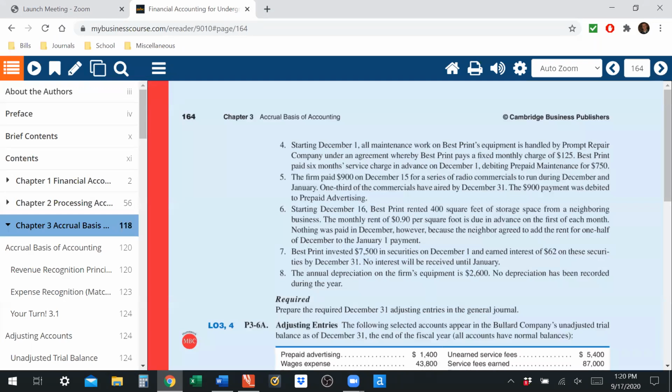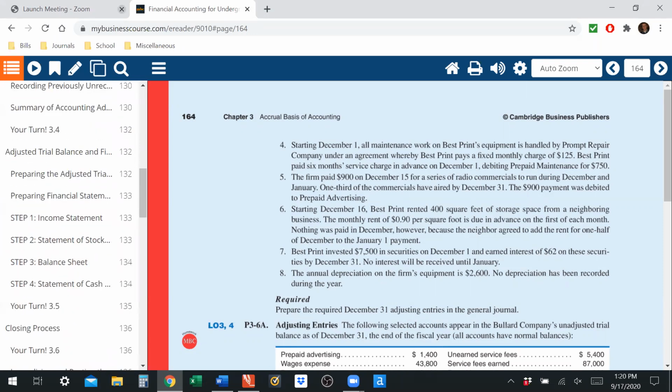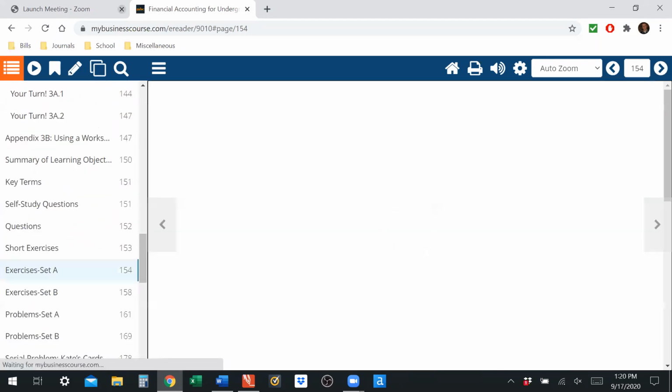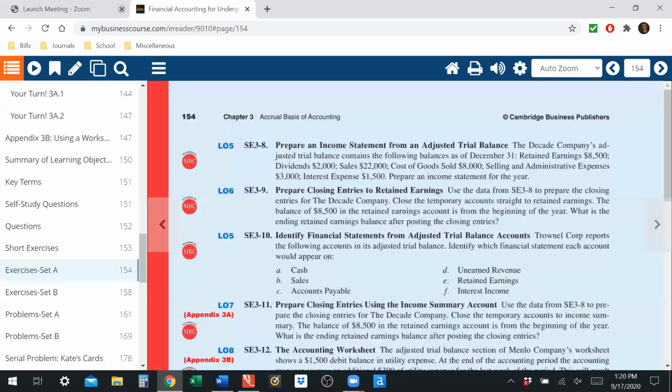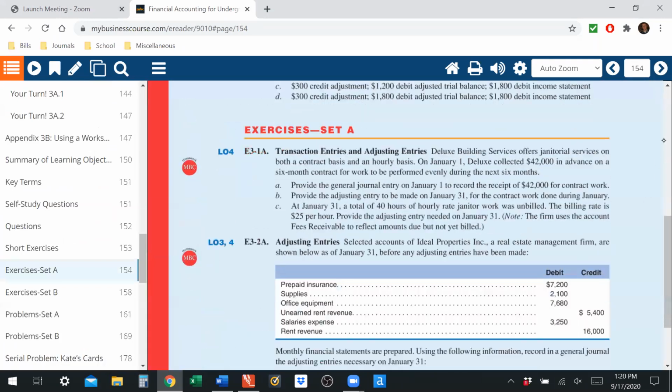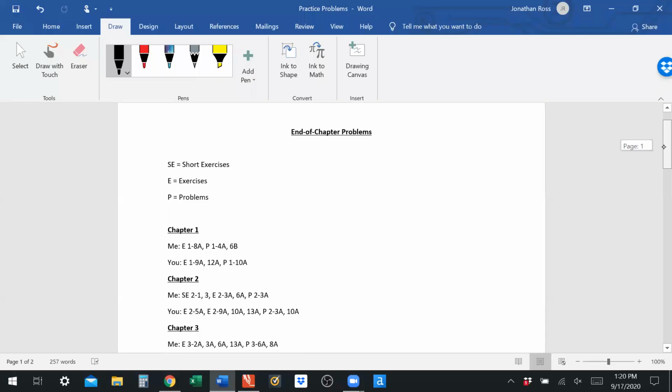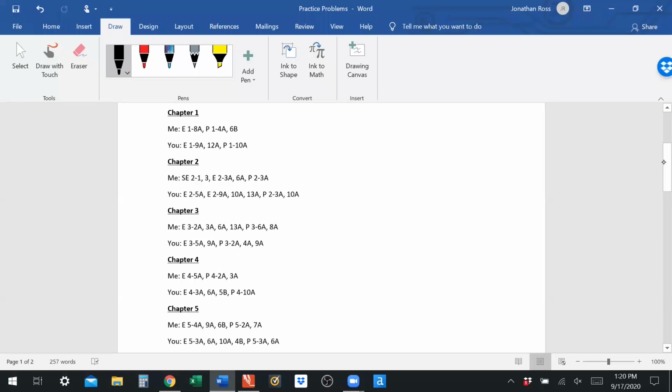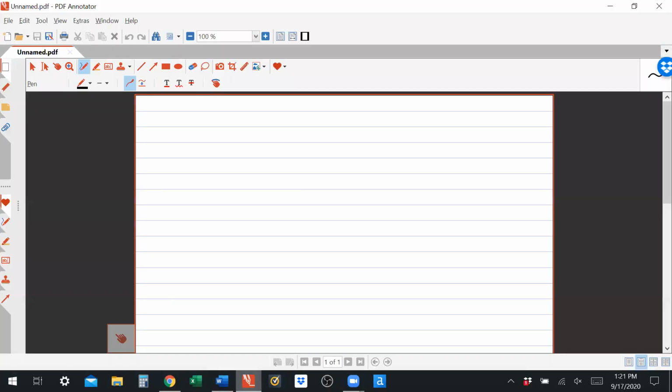You go into the exercises at the end of chapter 3. And then here's the Microsoft Word document, which I uploaded to Blackboard, which has the practice problems you can do from recommended practice problems. And so today, in chapter 3, we're going to do exercise 3.2a first. And I'll upload this document that I'm writing to Blackboard after the lecture.